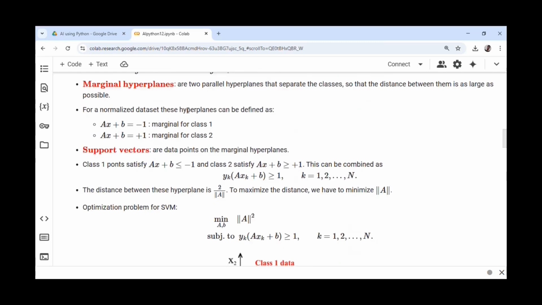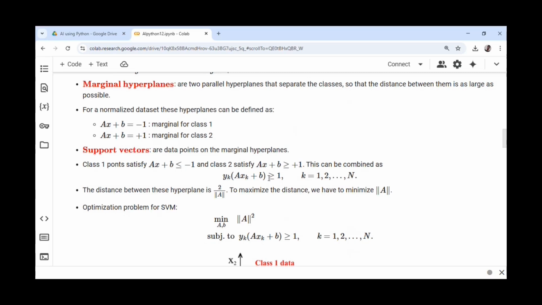Now, for a normalized data set, these marginal hyperplanes can be defined as ax + b = -1 for class 1, and ax + b = +1 for class 2. If we consider all points in class 1, in the case of a linearly separable data set, ax + b will be less than or equal to -1, and similarly for class 2, ax + b will be greater than or equal to +1. For class 1 data points, yk will be equal to -1, and for class 2, yk will be equal to +1. Therefore, these two conditions can be combined as yk(ax + b) greater than or equal to 1.